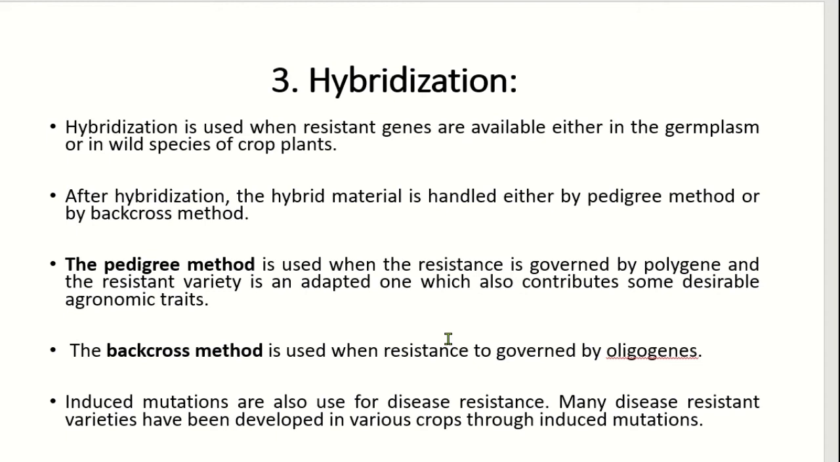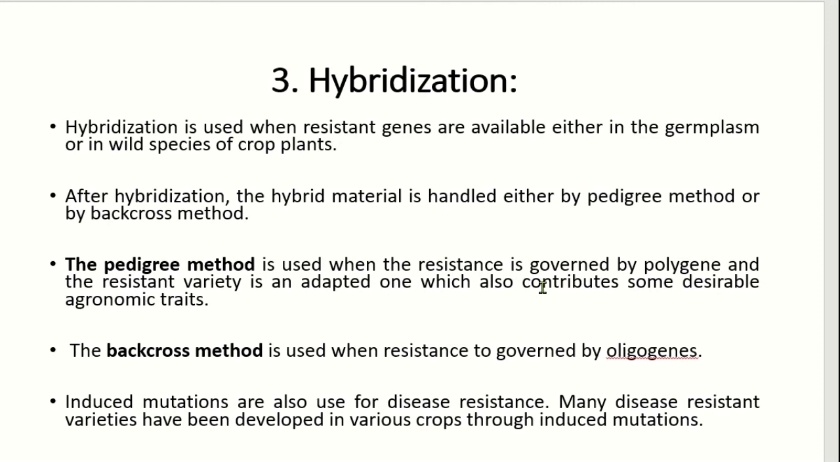And most of the time it is controlled by oligogenic genes. So in the case of the pedigree method, it is a method which we can use to transfer resistance genes from two different parents, or we can also transfer genes from one of the parents and agronomic characters from the other parent. And we have already learned about gene pyramiding, which is introduction of more than two different genes from different parents. Using several parents, we are going to introduce several genes into a single host.